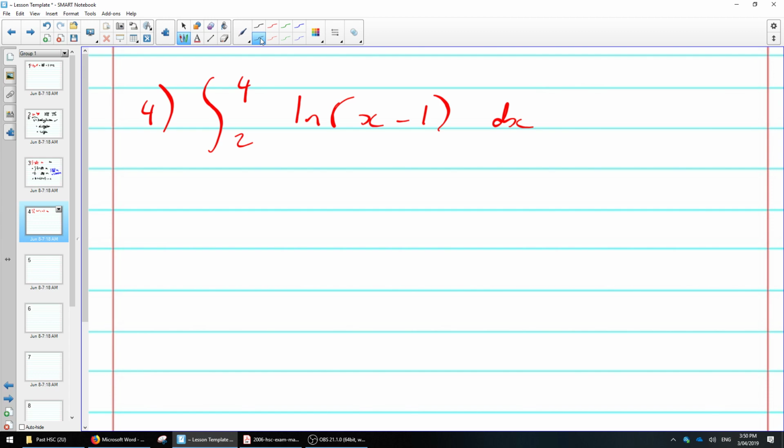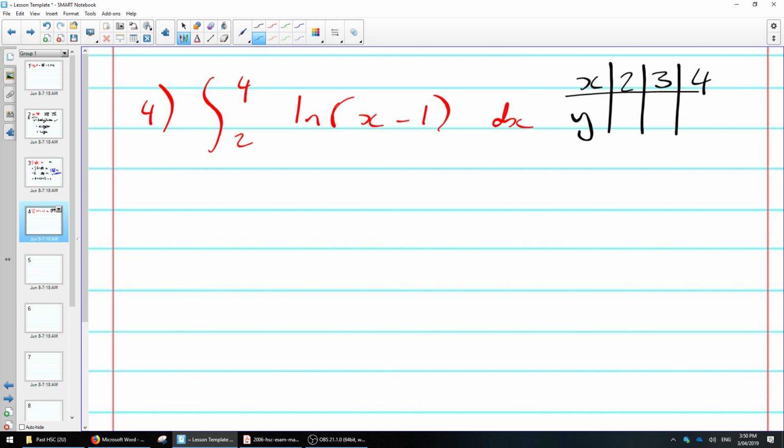So here, if we just do a table of values, our first point is 2, and our last point is 4. So what's in between?